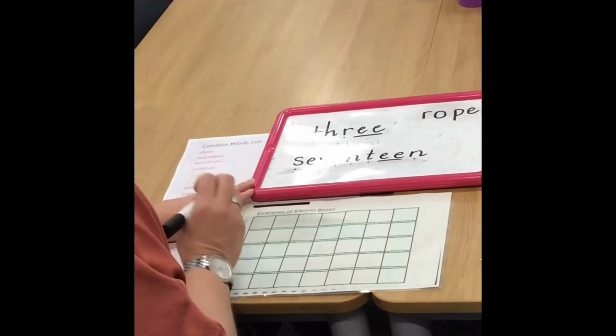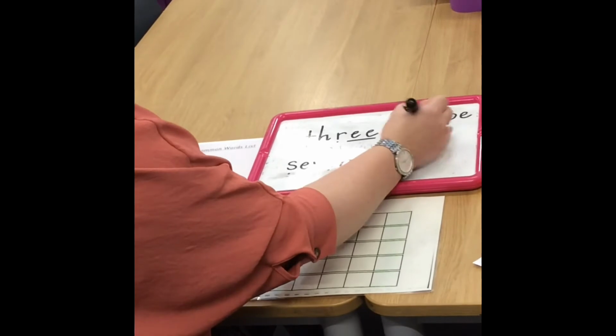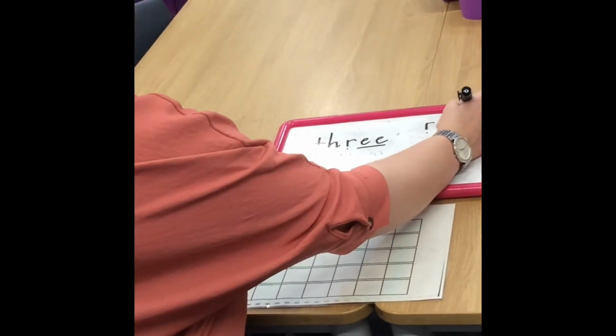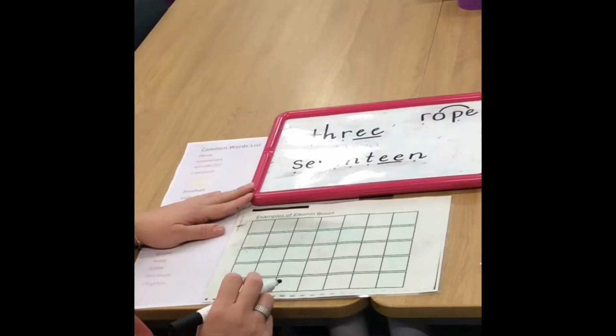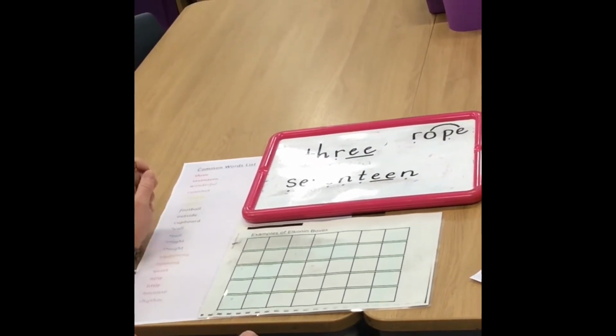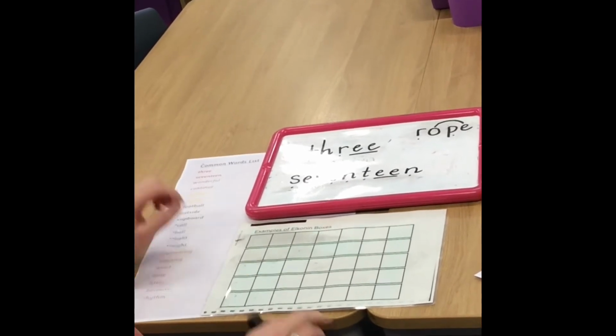For a word that uses magic E like rope, we would dot the R and the P, and we would arch to join the O and the E together, because the magic E changes the O sound to its big name in the alphabet, O.